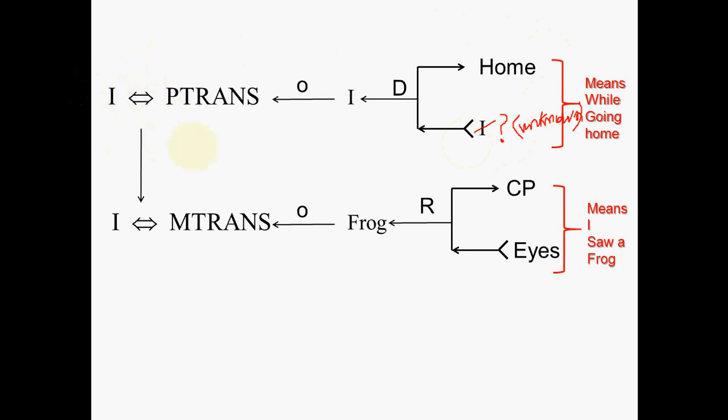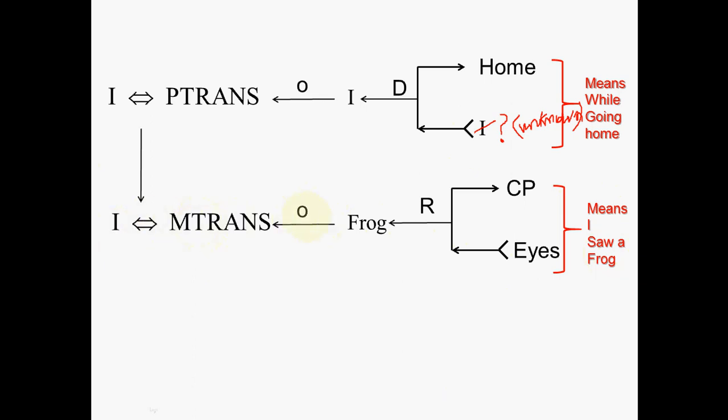Now while this conceptualization was happening, we also expand and write the second conceptualization. So while going home, what happened? I saw a frog. Now when I say saw, what does it mean? There is also one action called M trans, memory transfer. Something is in your memory and you are transferring it. So I saw means: I M trans, memory transfer.